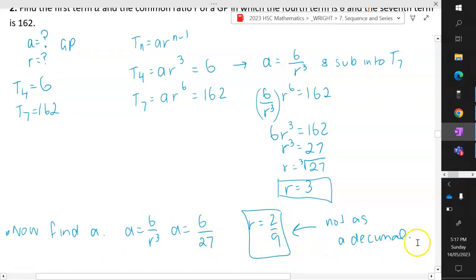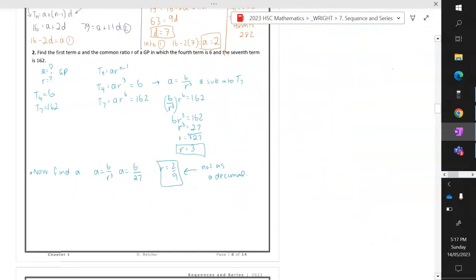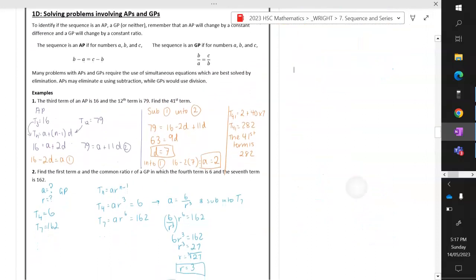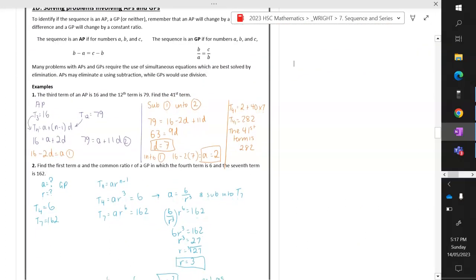Please don't write it as a decimal. I think it's important to leave it as a fraction because we could round the decimal and then make an error. So let's always try and leave it as a fraction. That's all the working out was on for that one. Okay, so I want you to go and look at 1D and see if you can apply some of the same information we've looked at to those questions.